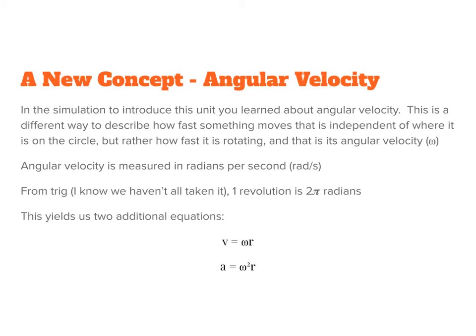There is another new concept that we also have to look at, and that is angular velocity, which we learned about in that simulation. This is a different way to describe how fast something moves that's independent of where it is. So if I think about an object as it goes around a circle, as best as I can draw a circle, it has some instantaneous velocity. But since it's going around a circle, we can also look at how fast it's rotating. And we call that angular velocity. We'll use omega. So how fast it's rotating is angular velocity. It doesn't matter how far away it is from the center of the circle.